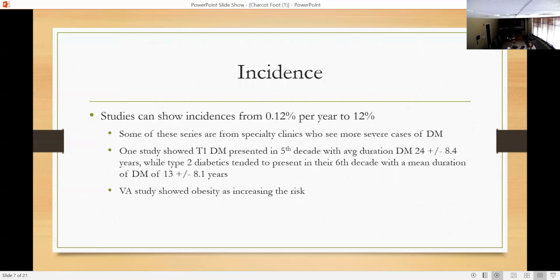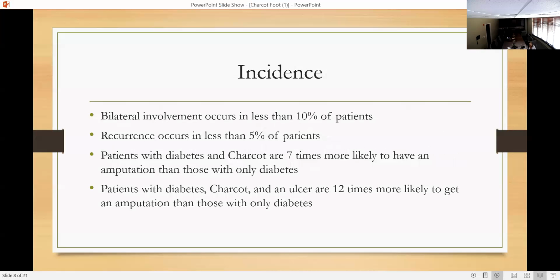Studies show varying degrees of incidence. I found anywhere from 0.12 to 12%. I think the higher percent is probably from specialty clinics, which often see the more severe cases of diabetes. Type 1s are usually found in their 5th decade with an average diabetes duration of 24 plus or minus 8 years, while type 2s tend to present in their 6th decade with a mean duration of 13 plus or minus 8 years. One of the VA studies did show that obesity had an increased risk for Charcot arthropathy. Next slide.